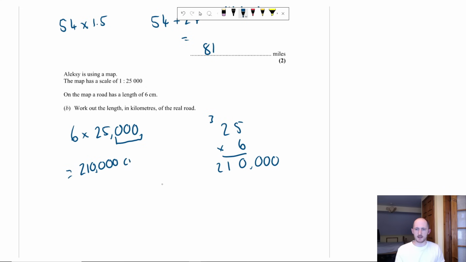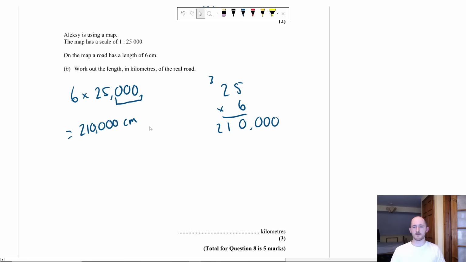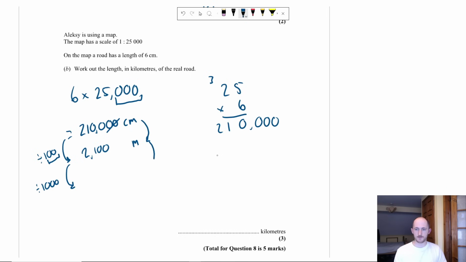Now that's in centimetres. Now it asks me to work it out in kilometres. So I need to go from centimetres to kilometres. So what I'm going to do first is go to metres. And how do I go from centimetres to metres? Well, how many centimetres are in a metre? There's 100. So we're going to divide by 100. That just involves knocking off 2 zeros. So we have 2,100 metres. And then to go to kilometres, we divide by a further 1,000.